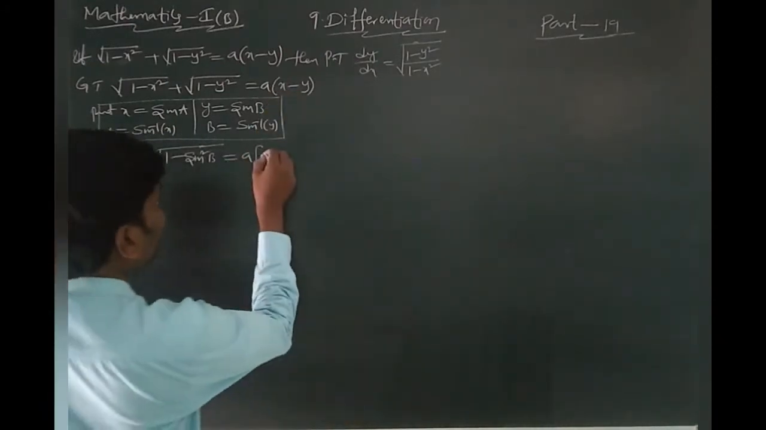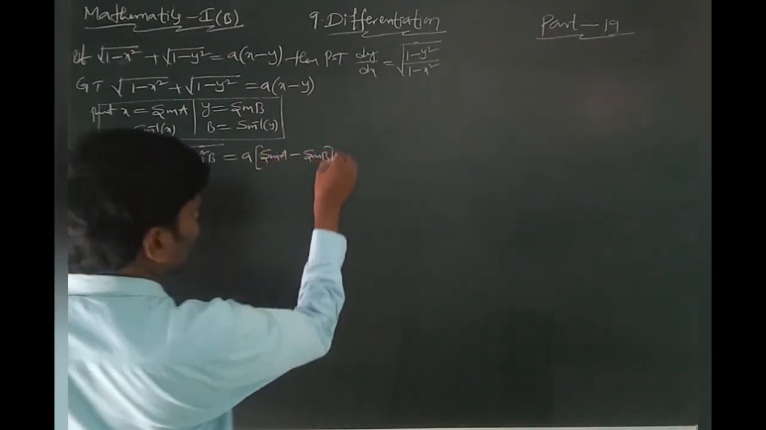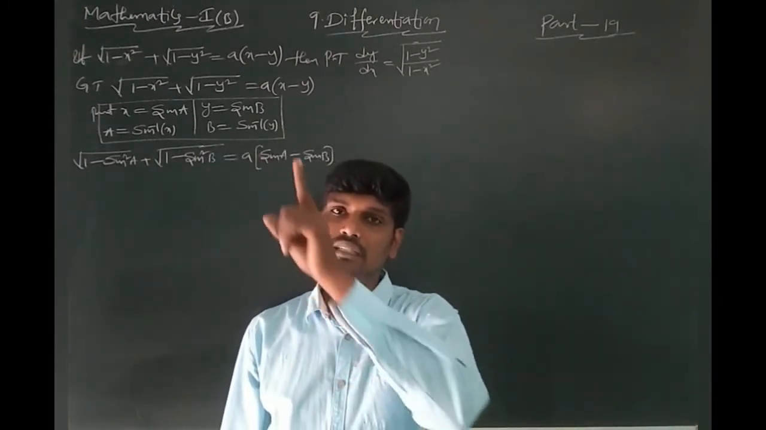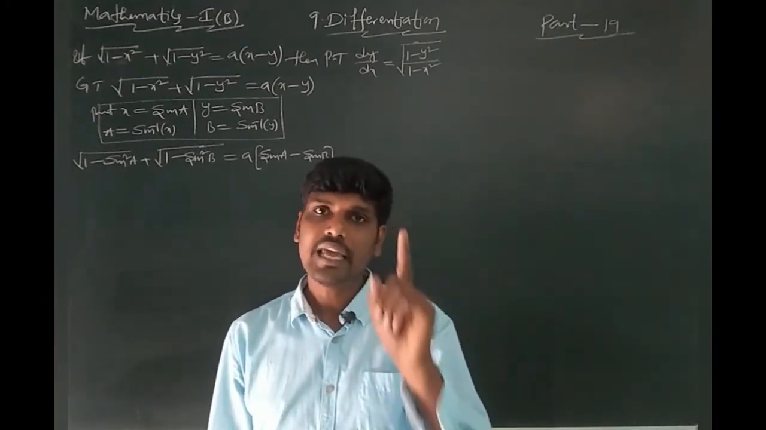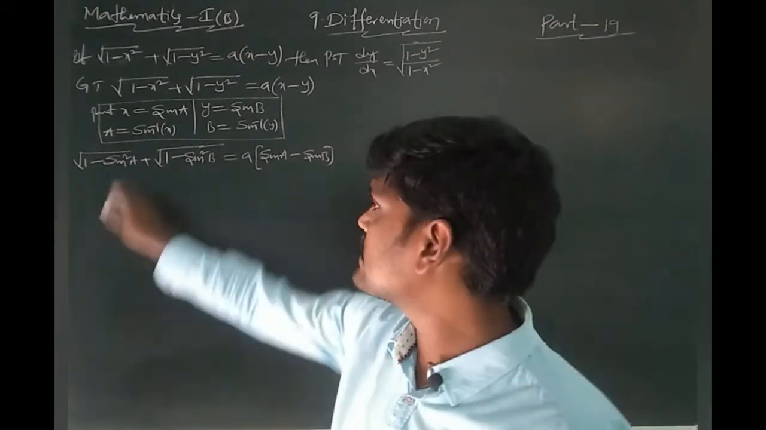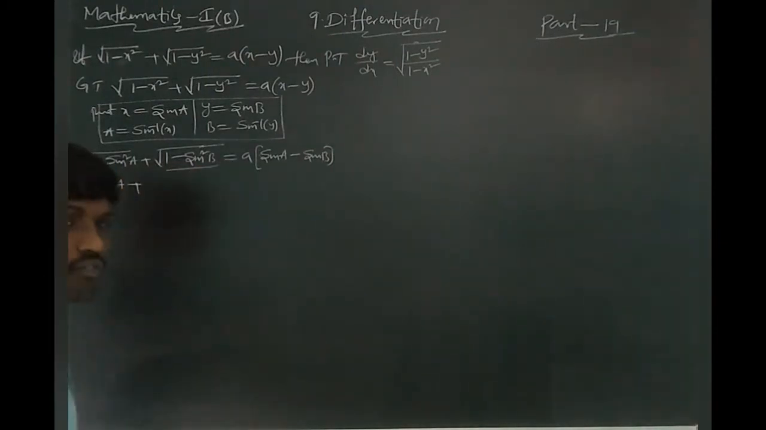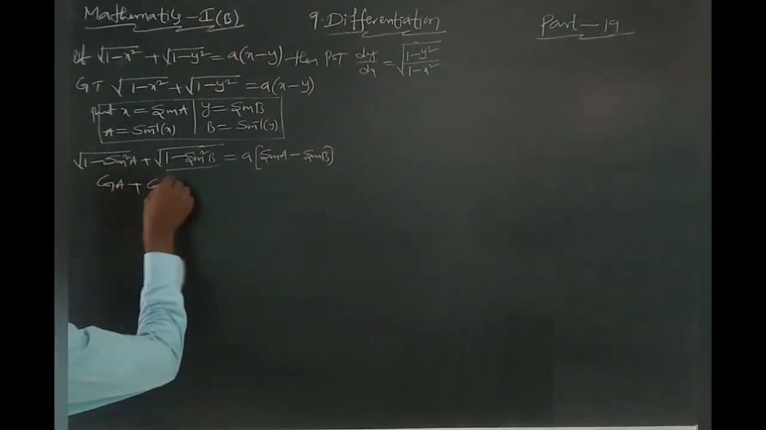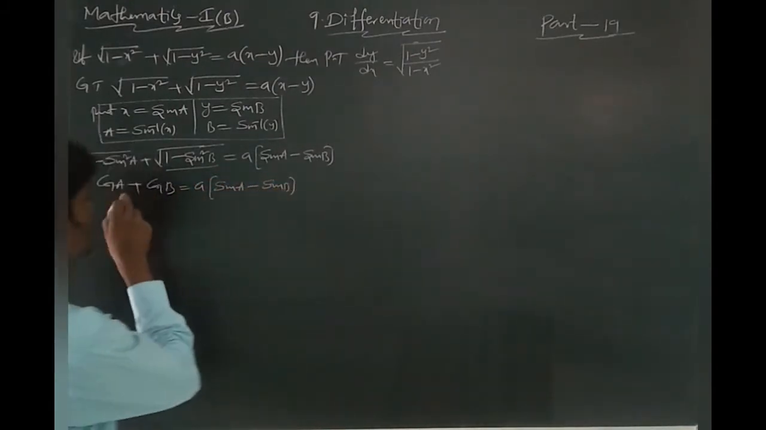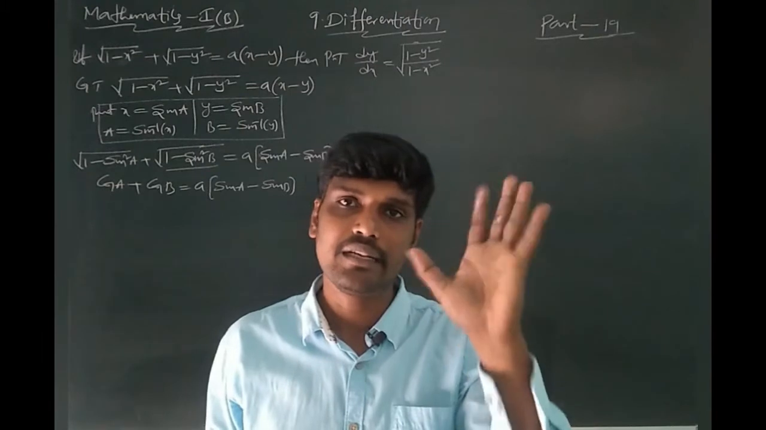What x value? What here? x value is sin A minus y value is sin B. By the first identity of trigonometry, sin² A plus cos² A equals 1, so cos² A equals 1 minus sin² A, and cos A equals the square root of 1 minus sin² A. This square root of 1 minus sin² A we can write as cos A, and this square root of 1 minus sin² B you can write as cos B, is equal to a into sin A minus sin B. These two values you can write by using the first identity of trigonometry.